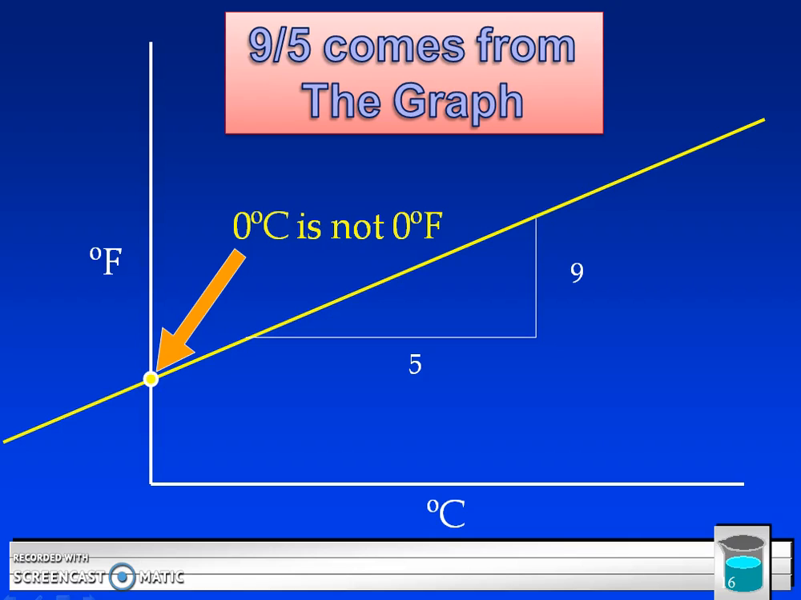If you were to graph the two temperatures, your boiling point and your freezing point, at 0 degrees Celsius and at 0 degrees Fahrenheit. Now, again, it's not at 0 for Fahrenheit. It was at 32 degrees for freezing. You would get this slope of 9/5. So that's where that comes from. That's where that equation comes from.